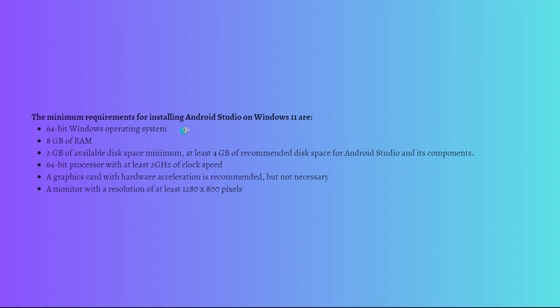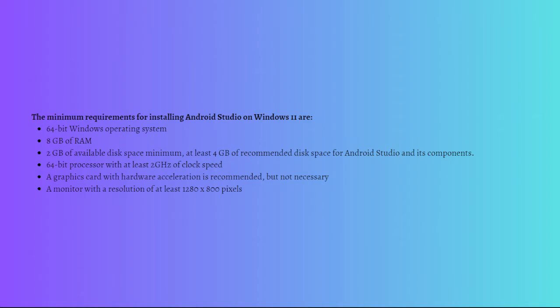So the minimum requirements for installing Android Studio are: you need to have a 64-bit Windows operating system and 8 GB of RAM, and 2 gigabytes of available disk space minimum, with at least 4 GB of disk space recommended for Android Studio and its components, and then a 64-bit processor with at least 2 GHz of clock speed. A graphics card with hardware acceleration is recommended but not necessary, and a monitor with a resolution of at least 1280 by 800 pixels.